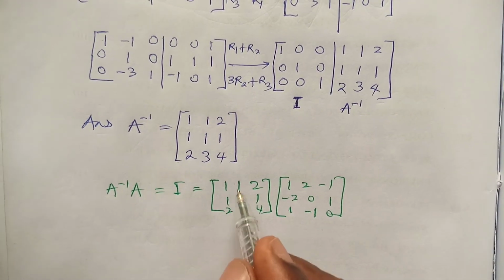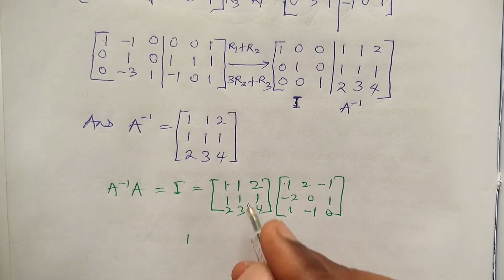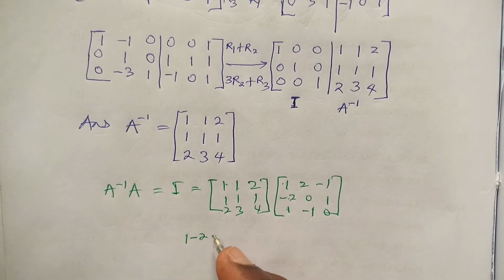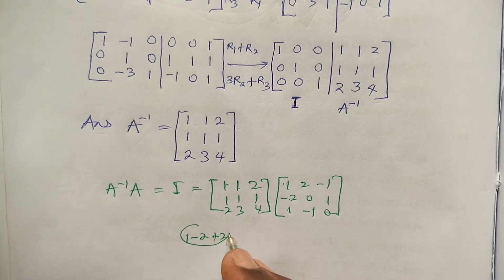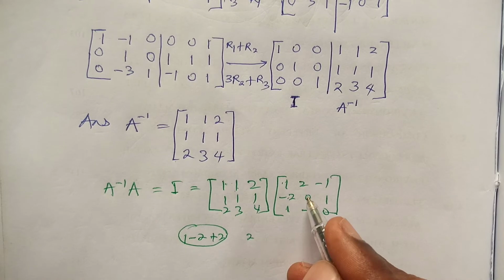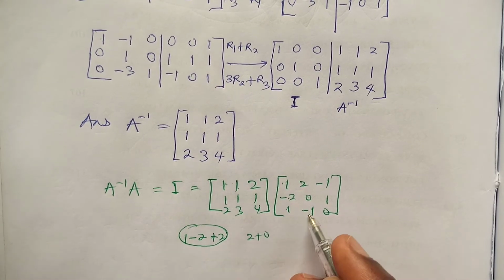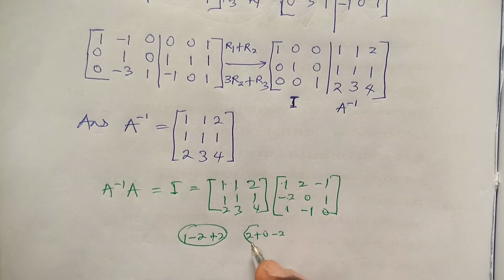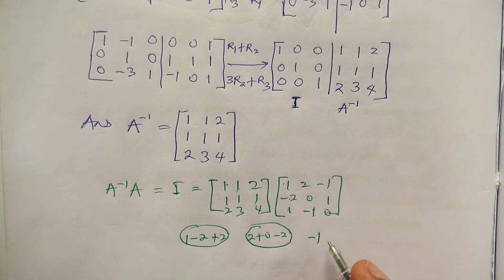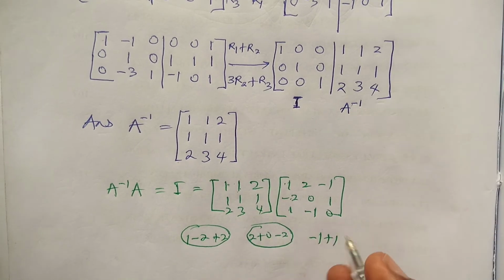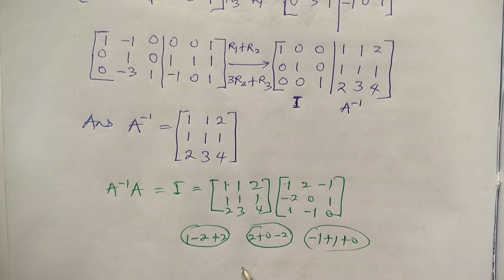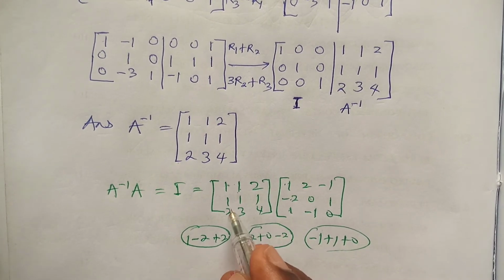So you see, this times this is 1, this times this is minus 2, this times this is 2, plus 2. So that's 1. This times this is 2, this times this is 0, this times this is minus 2. That's 0. This times this is minus 1, this times this is plus 1, this times this is 0. That's 0.